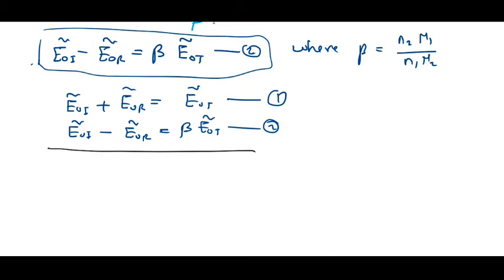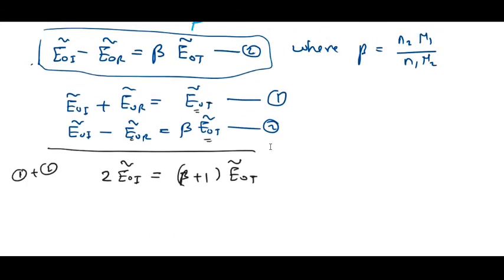As I mentioned earlier, our aim is to calculate the reflected and transmitted amplitude of the electric field in terms of the incident amplitude. From this you can easily do it. That is, if you add equation 1 and 2, then the reflected amplitude will be cancelled out. This will be 2E0i is equal to, taking E0t outside, (beta plus 1) E0t.